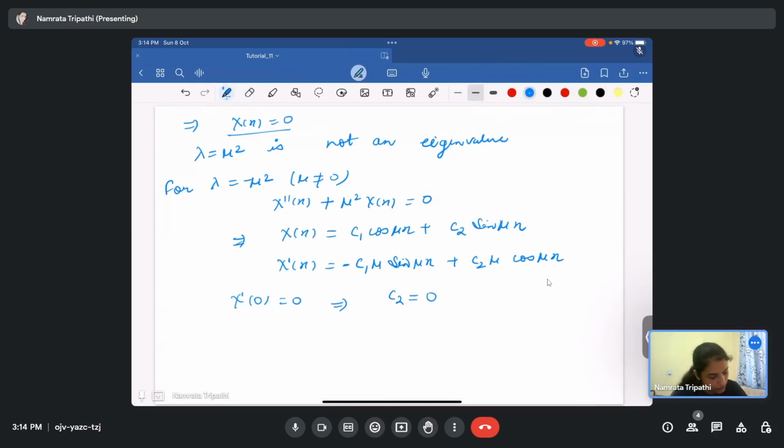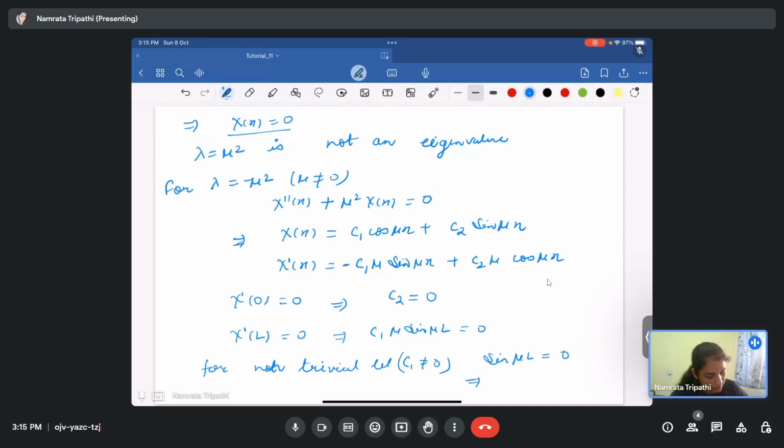After applying the second condition, you will get c1 mu sin mu L equals 0. That implies c1 would also be 0. But we have to find the non-trivial solution. For non-trivial, let c1 not equal to 0. That implies sin of mu L equals 0. From here, mu L will be n pi, where n is 0, 1, 2 and so on.